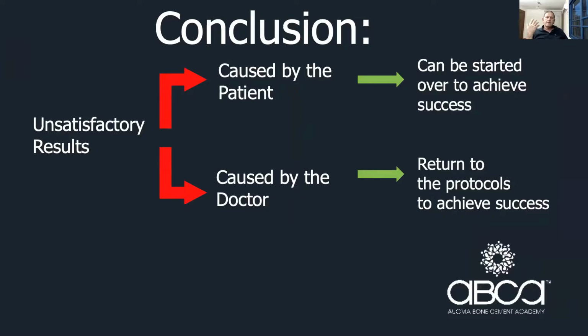So in conclusion, there are some, let's say, unsatisfactory results that might happen due to the patient. For example, when the patient doesn't comply with our instructions, or when the patient is medically compromised or a heavy smoker or something like that.